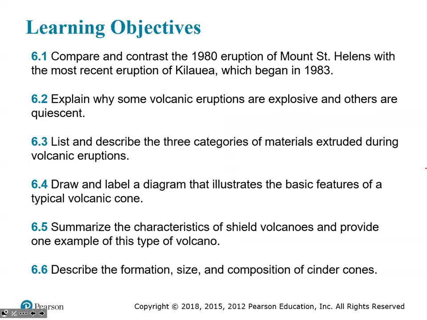So we'll compare and contrast eruptions of a couple different volcanoes: the 1980 eruption of Mount St. Helens with the most recent eruption of Kilauea, which began in 1983. That's technically slightly incorrect. Since this came out, Kilauea had a short pause in erupting and then started up again. So I think the most recent eruption of Kilauea started in like 2021 or something.